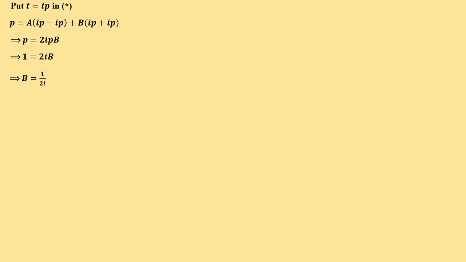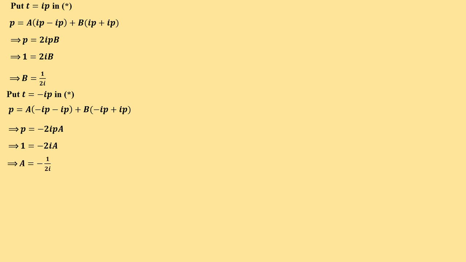Similarly, put t equal to minus ip in the star equation. So you will get p equal to a into minus ip minus ip plus b into minus ip plus ip. So b into 0 is 0, leaving minus 2ip times a, which is equal to p. So p gets cancelled, therefore 1 is equal to minus 2ia, therefore a is equal to minus 1 by 2i.